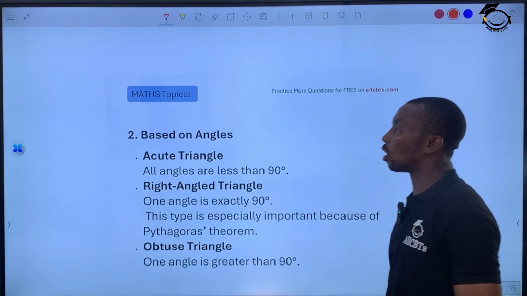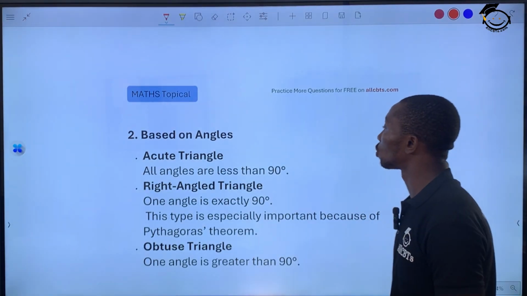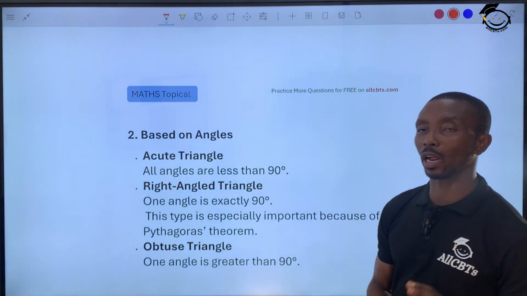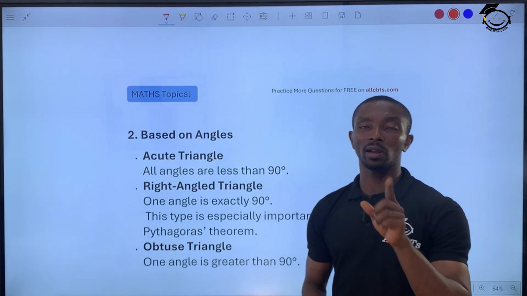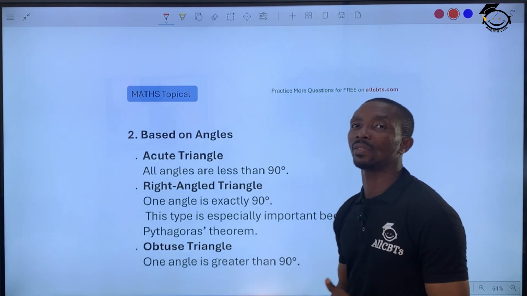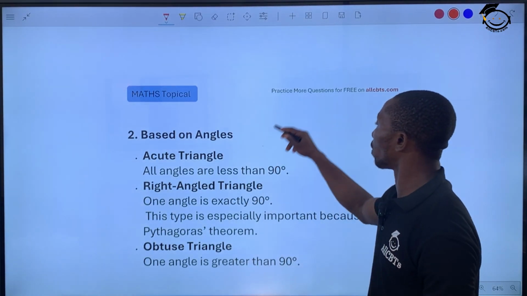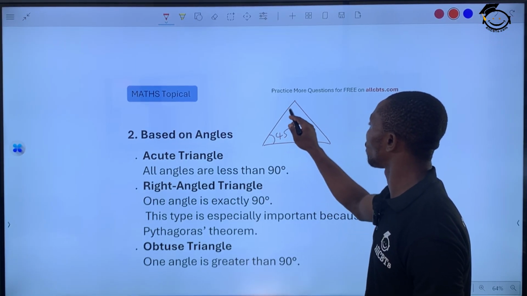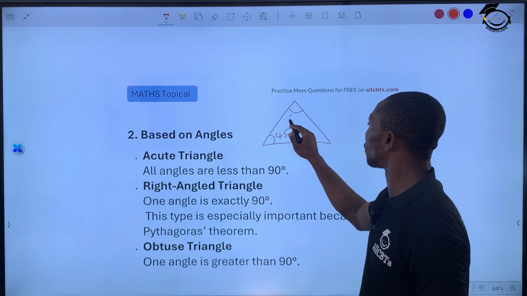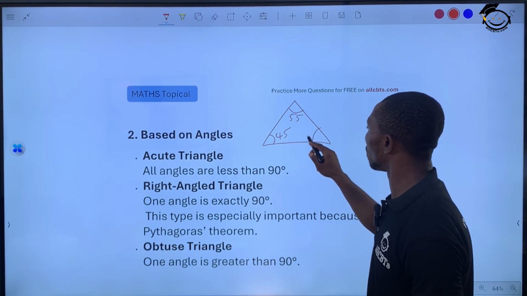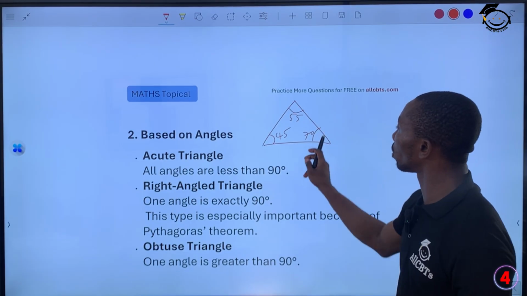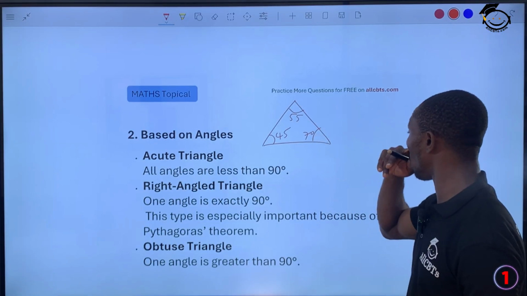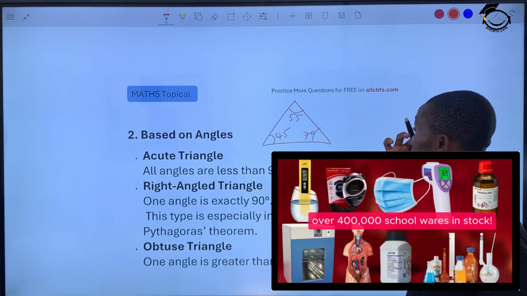Now, based on angles, we have the acute triangles. Now, the acute triangles are those triangles in which all 3 angles within them are less than 90 degrees. Okay, all 3 angles, let's say we have this as 45, this is 55, and this gives us 70. All three are less than 90 degrees. So that's an example of an acute triangle.